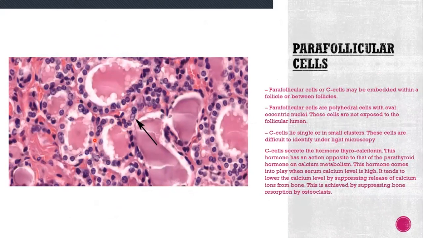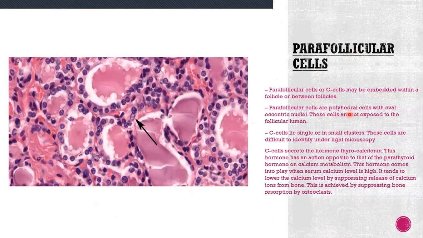Then we have another cell type, the parafollicular cells. You can see there are these cells which are lining the follicles. Those are the follicular cells. Then we have other cells which are found in the interfollicular spaces, these. You can see that their cytoplasm is somewhat clear. From that clear appearance, they are also known as the C cells. So parafollicular cells, or the C cells, are embedded within a follicle or between follicles.